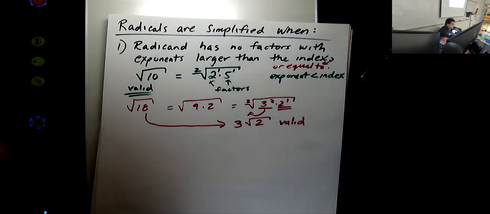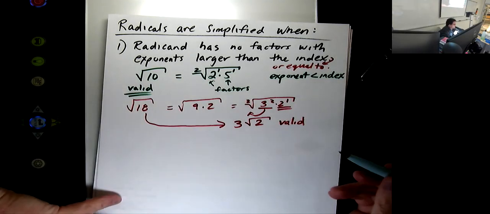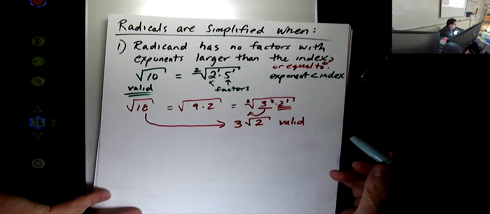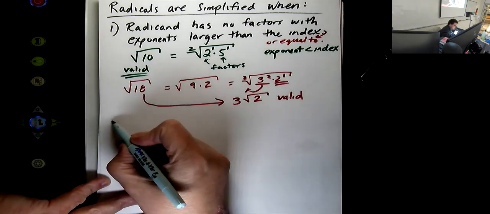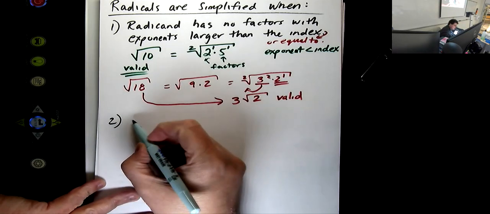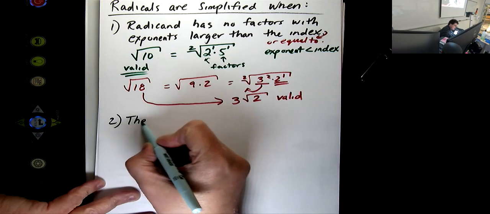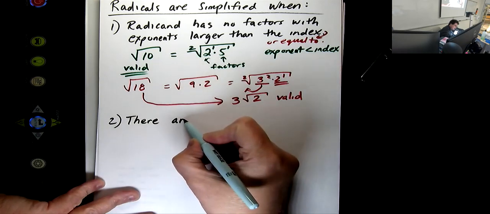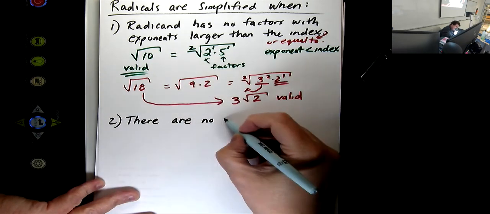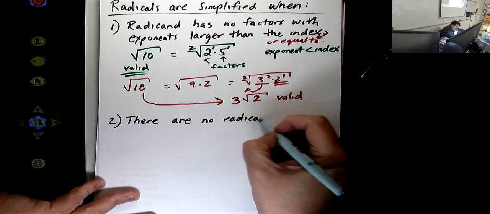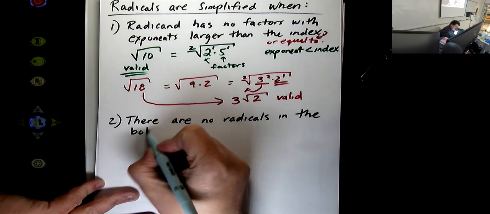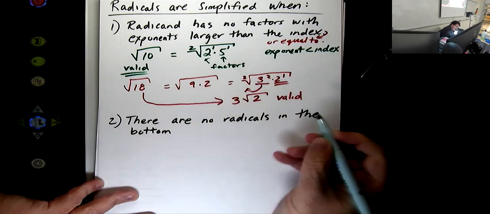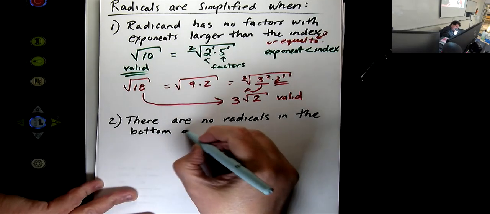Number 2, any questions on that one? Does that one make sense? It's kind of like what we were doing along the way, so hopefully that makes sense. Step 2. There are no radicals in the denominator. Rather than trying to spell denominator, I'm going to say the bottom of the fraction.